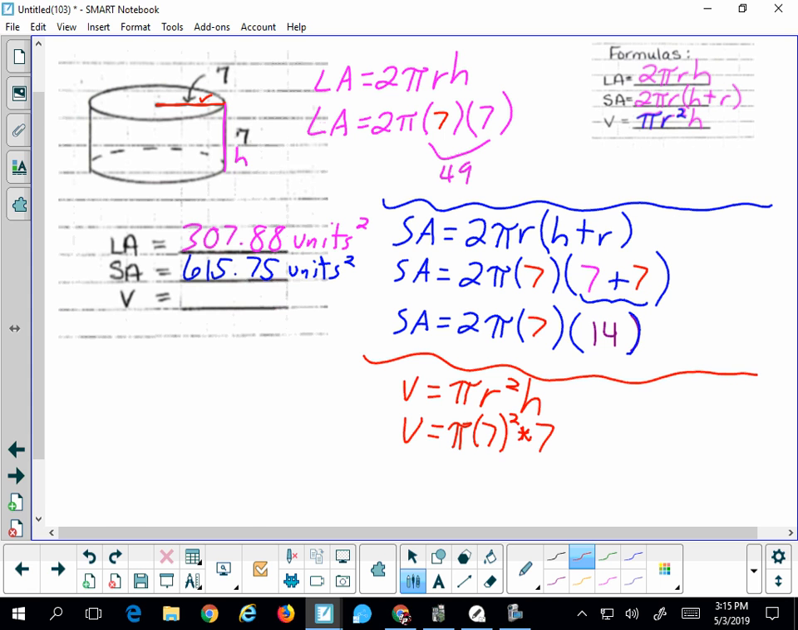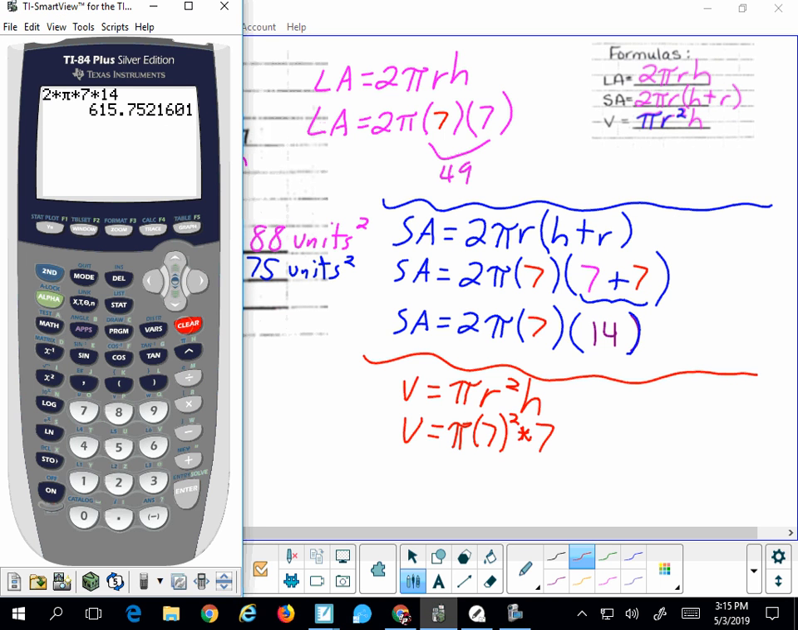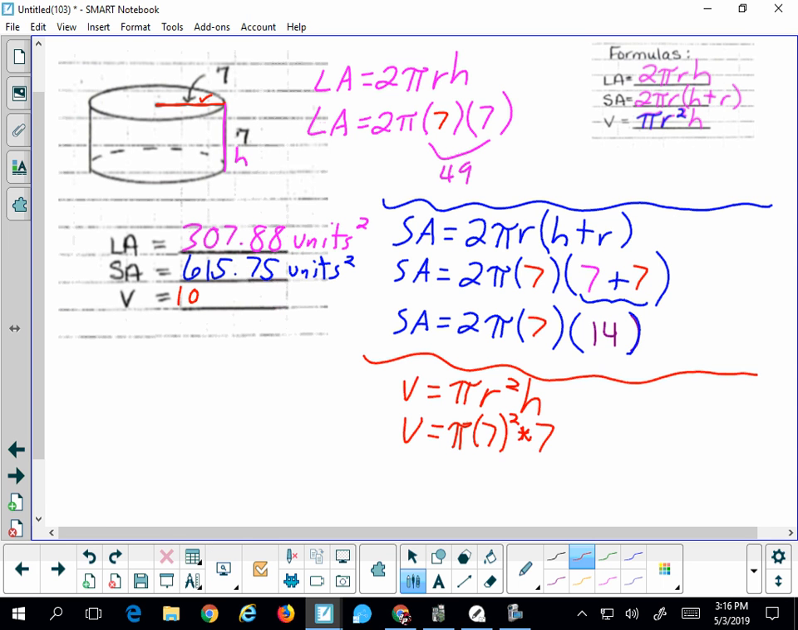So now we go to our calculator, and I'm just going to type it in basically just like it is there. So we'll start with pi times 7 squared times 7. And we get 1077.57 units. What do we put on our units for volume? It's always cubed. The volume is always cubed units. And that's it for a cylinder.